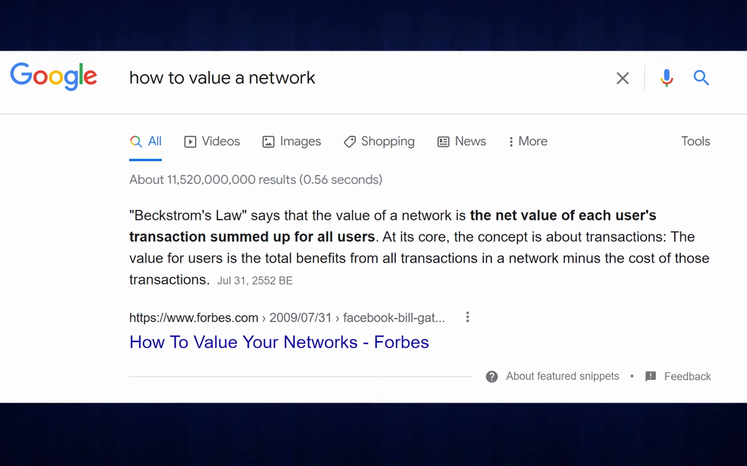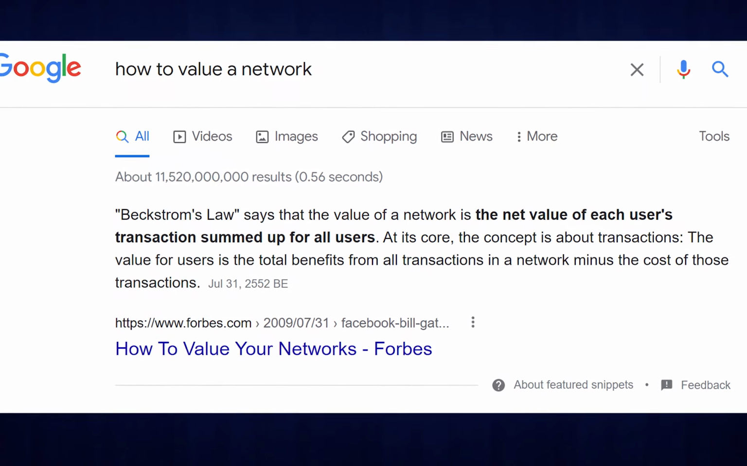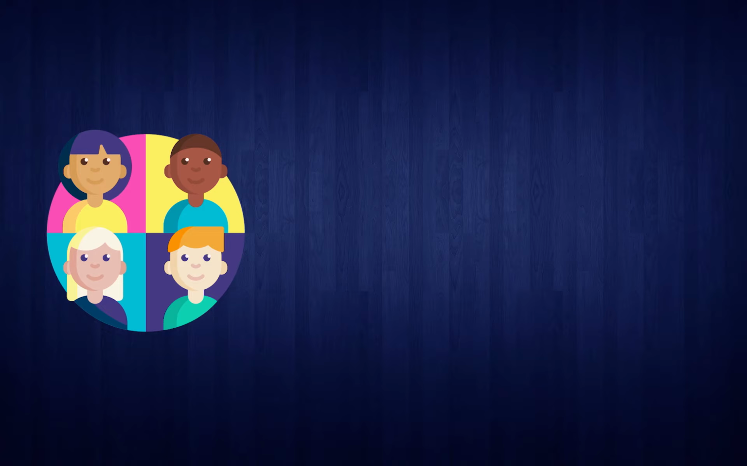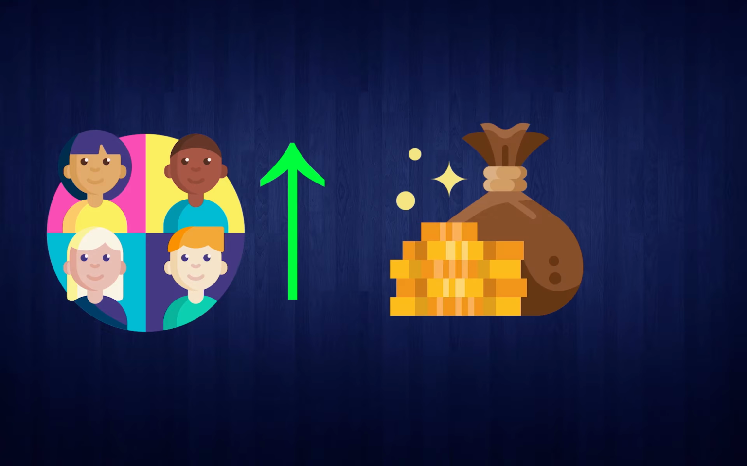According to Beckstrom's law, the value of a network is the net value of each user's transaction summed up for all users. Blockchain is a network. The more users it has, the more valuable it gets.